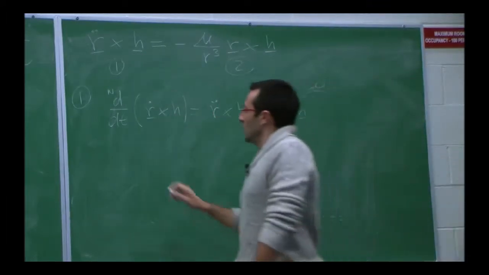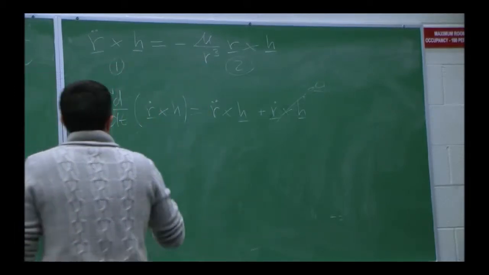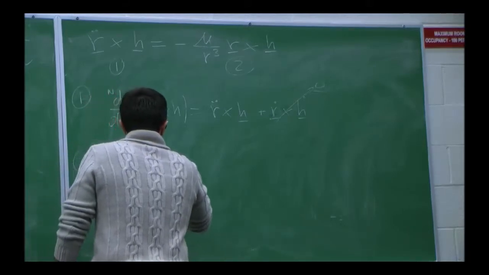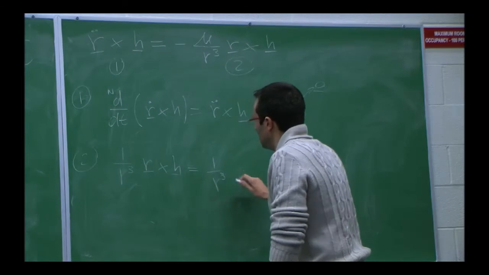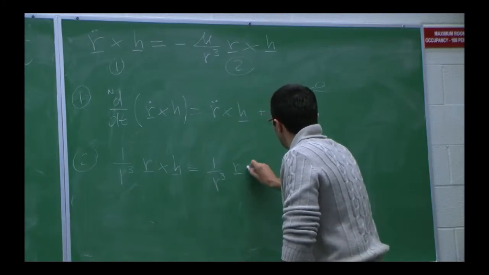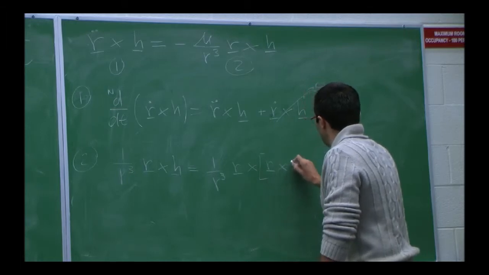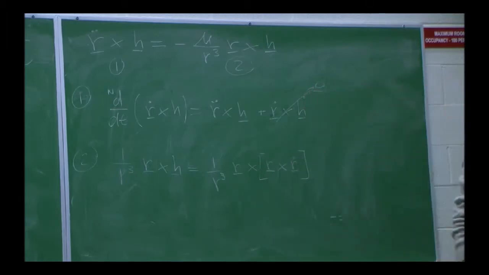Let's keep it there. Two, that thing over there, what I'm going to focus on is just 1 over r cubed r cross with h, which is equivalent to 1 over r cubed r cross with h is nothing else than r cross with r dot, or v. R dot, v is the same thing, right? Velocity.